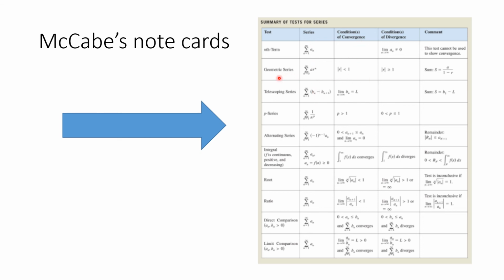For example, for the geometric series, it looks like the summation from n equals 0 to infinity of a times r to the n. It converges if the absolute value of r is less than 1. If the absolute value of r is greater than or equal to 1, it will diverge. And here's a comment: in fact, this infinite sum exists, and it's the first term divided by 1 minus r if the absolute value of r is less than 1. So creating a summary sheet that looks like this could be very useful for you as you prepare for examinations.